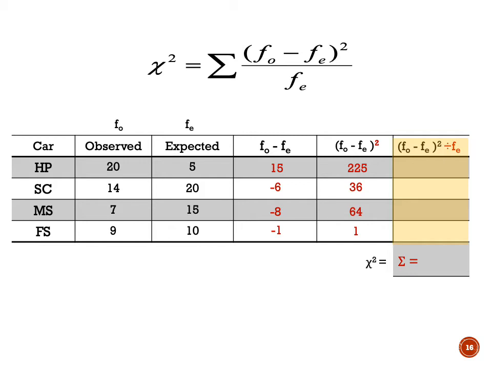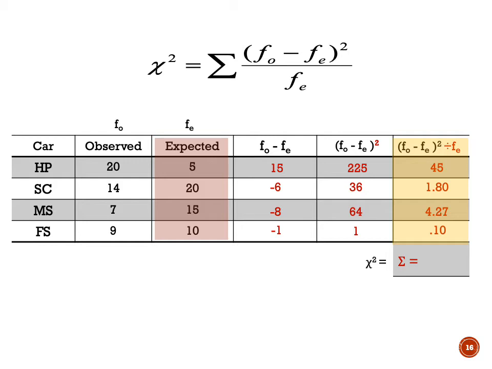All right, so we're almost there, guys. Our next step is to divide the values that we just got by the expected frequencies. For the first row, we have 225, the squared value. We're going to divide that by 5. So 225 divided by 5 equals 45. The next row is 36 divided by 20, which is 1.8. The next row, for mid-size, we're going to do 64 divided by 15. We get 4.27. And lastly, we have 1 divided by 10, and that's going to give us 0.1, or 0.10.